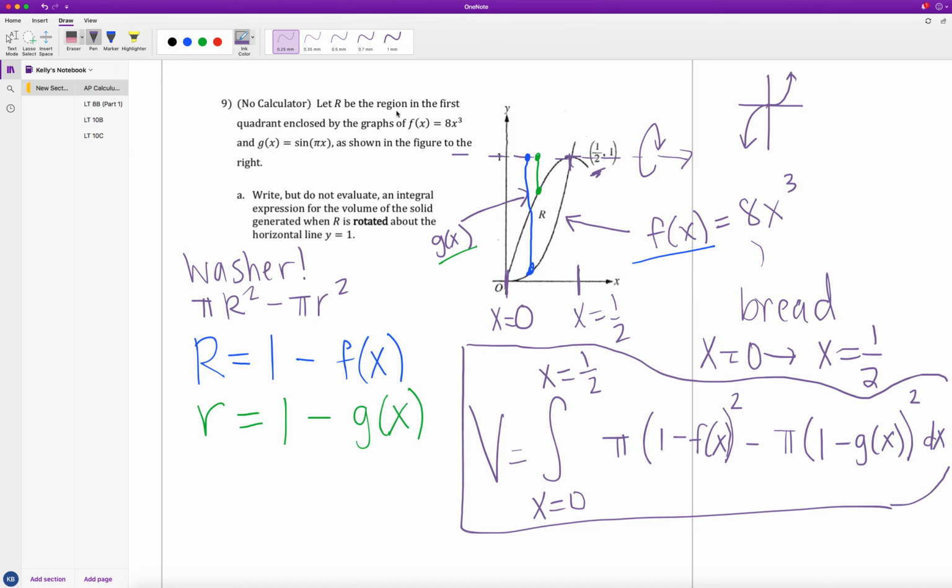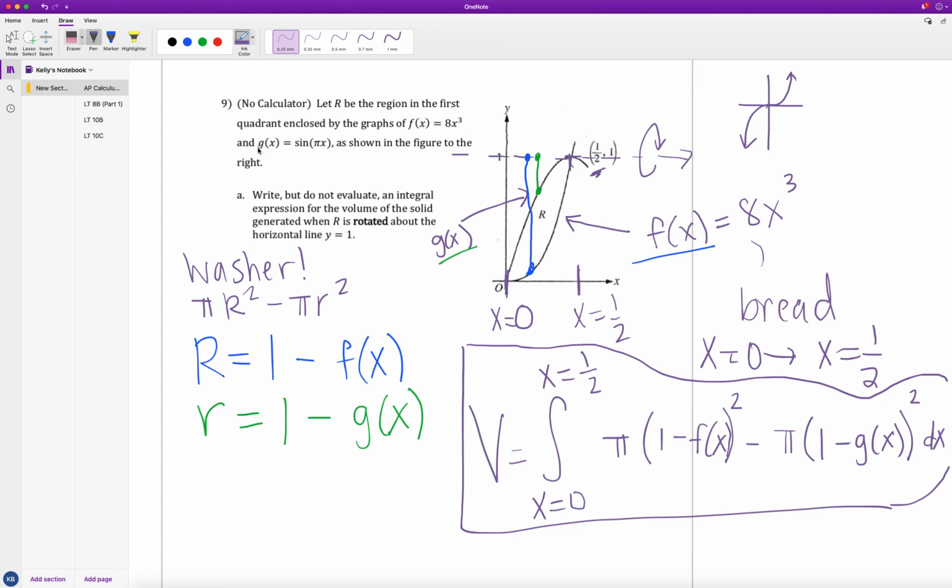And anytime on the AP test or any test that you take, if they define functions for you, it is more than fair game to use those functions in your equations. There's no need to write out 8x cubed if you've labeled it as f of x, and there's no reason to write out sine of pi x if you've labeled it as g of x.